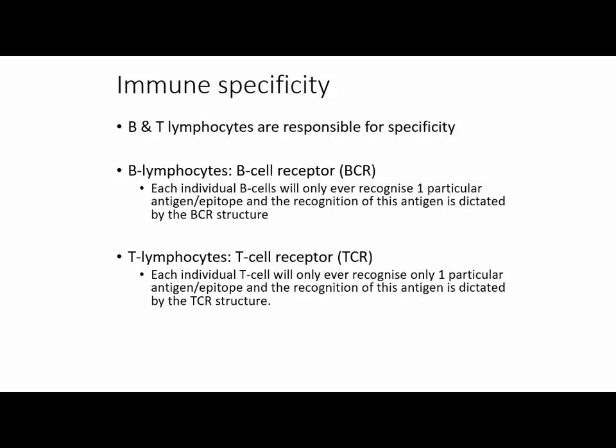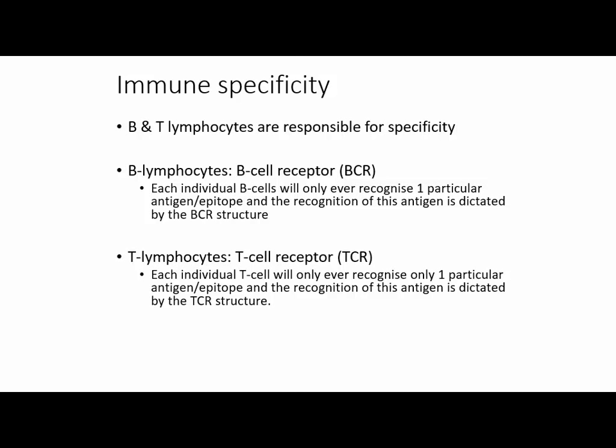Now what I'm going to move on to is what makes the adaptive response different. And the thing that makes the adaptive response different is B cells and T cells. And the thing that makes B cells or T cells unique or different is the B or T cell receptor. Every cell, every T or B cell in your body has its own unique receptor.